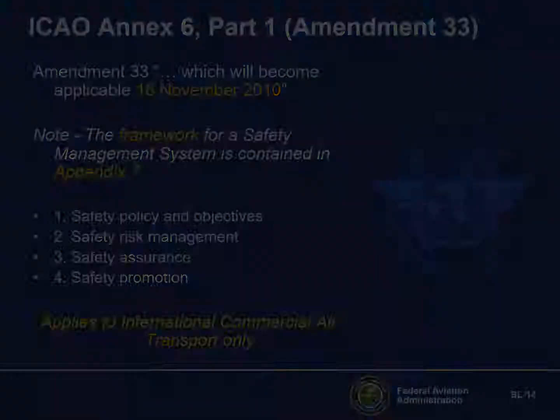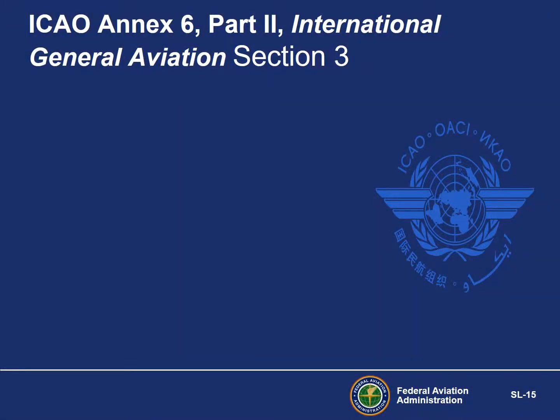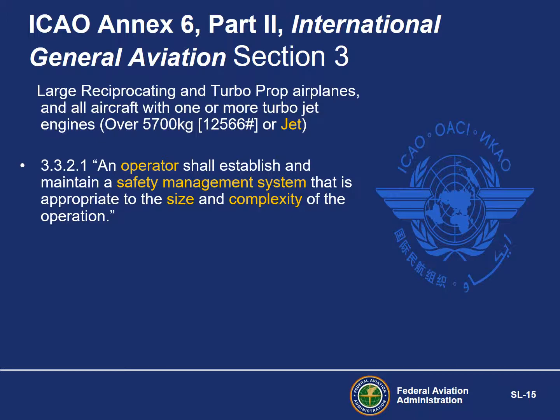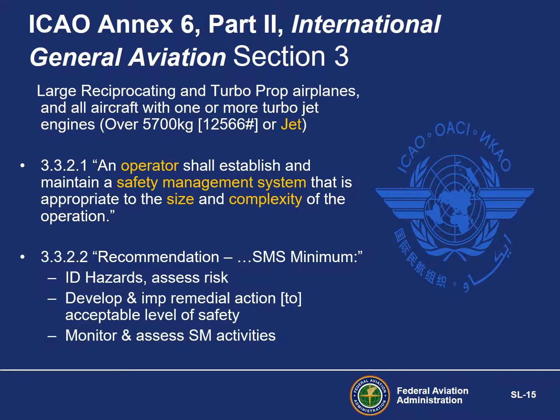ICAO Annex 6 Part 2 establishes the SMS standard for international general aviation, including aircraft operated under Title 14, Part 91, as defined by aircraft type and/or weight. Here the emphasis is on the service provider or operator to establish their own SMS based on their size and complexity. There is no FAA requirement here. Part 2 also includes some recommendations shown here.